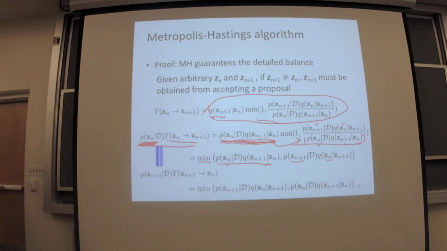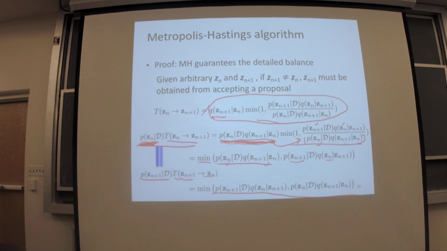Now I want to say, if I start from the new sample and then jump back to the previous sample, what is the probability? Right? That will be the posterior probability of Zn plus 1 multiplied by the transition probability from Zn plus 1 to Zn. Right? You do not even need to derive this. Just replace the subscript. You end up with the same thing. Right? But this one is symmetric, right?